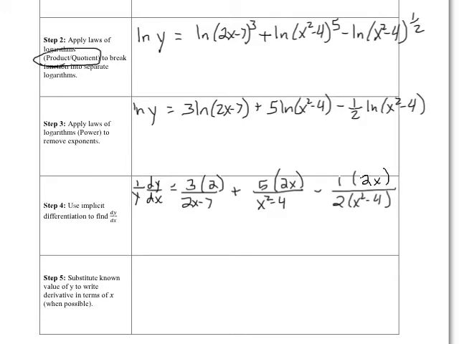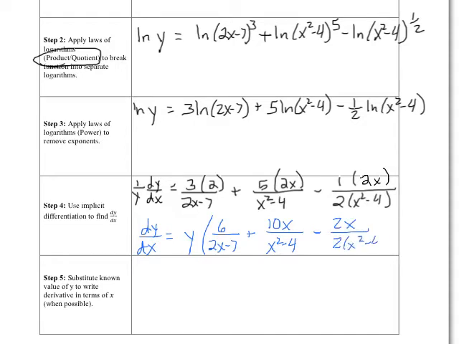Then we have to multiply the y across. So we get dy/dx is equal to y times, I'm going to start simplifying these, 6 over (2x minus 7) plus 10x over (x squared minus 4) minus 2x over 2 times (x squared minus 4).